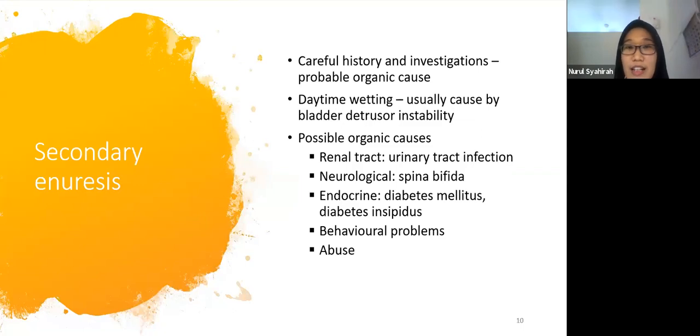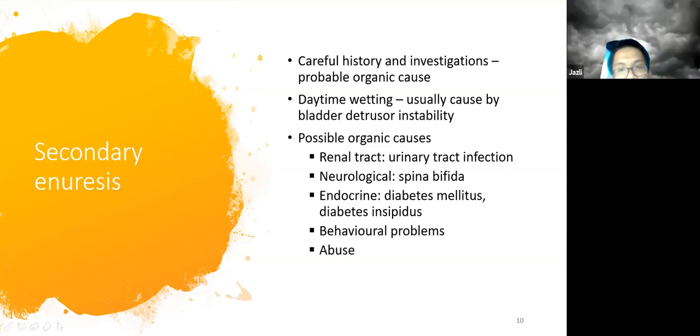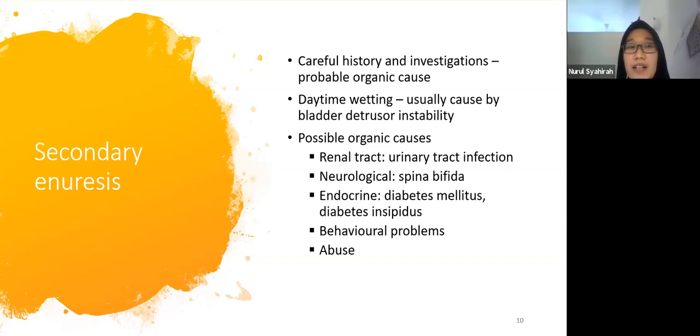Okay, for secondary enuresis, we need careful history and investigation because we tend to find a probable organic cause. Children with secondary enuresis may have daytime wetting, usually caused by bladder detrusor instability. Other possible organic causes include urinary tract infection, spina bifida, diabetes mellitus, and also behavioral problems as well as abuse, as explained by Dr. just now.